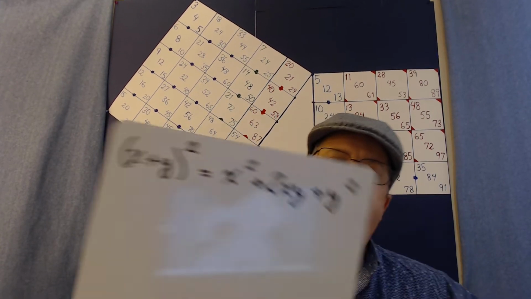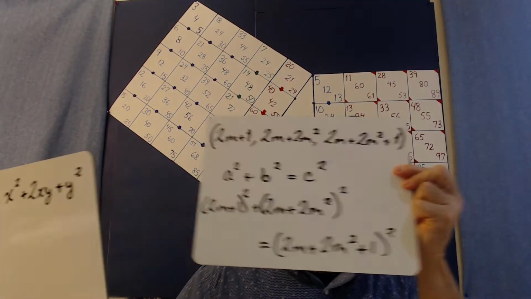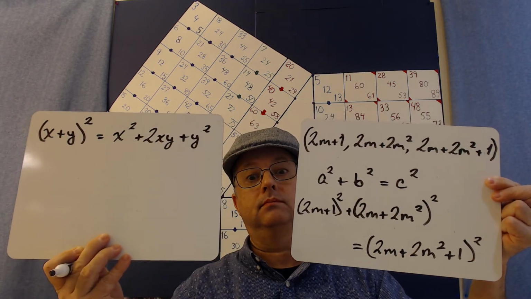One of the things we want to review before proving that statement is this idea that we use in algebra, that x plus y squared is equal to x squared plus 2xy plus y squared. Let's first run through this, so that it will be helpful in showing this one here to be true.